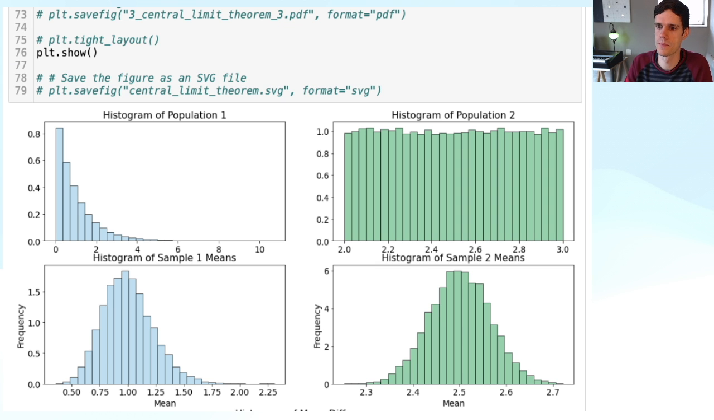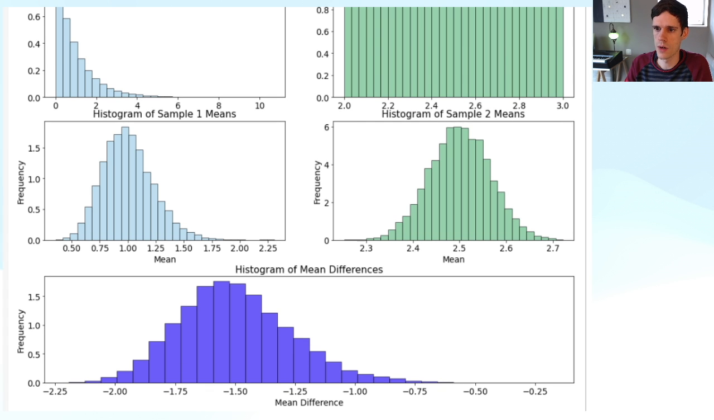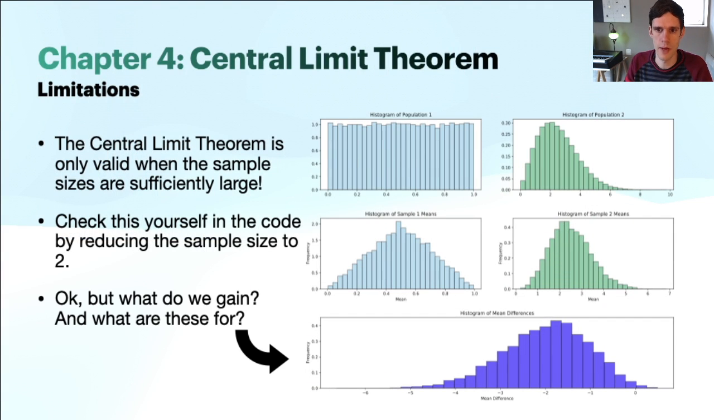Now, as a final remark, let's look at this last graph and what it actually represents. Now, as a reminder, this histogram showcases the distribution of differences between sample statistics. We got sample 1 coming from population 1 and we computed its statistic. Then we had sample 2 coming from population 2 and we computed its statistic. And then for these two statistics, we computed the difference.